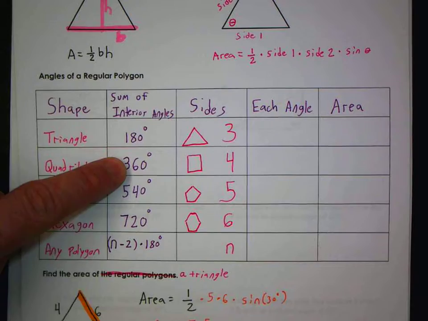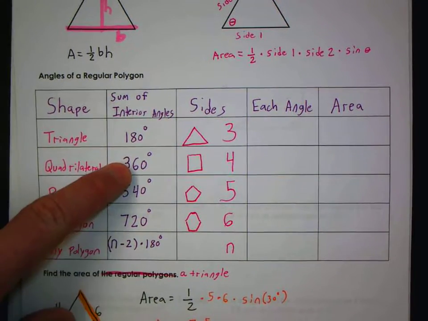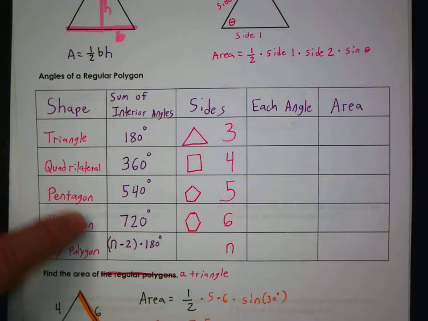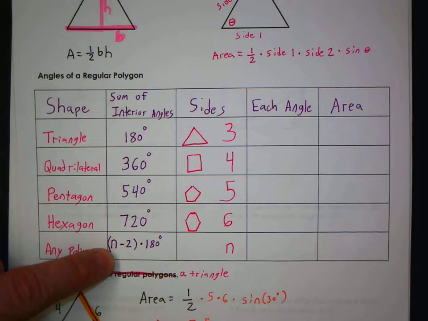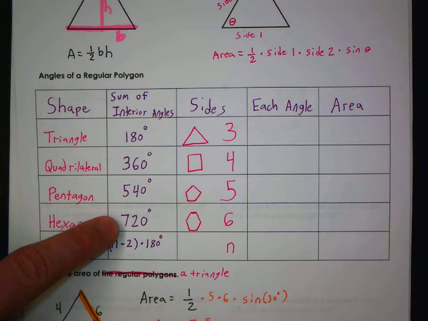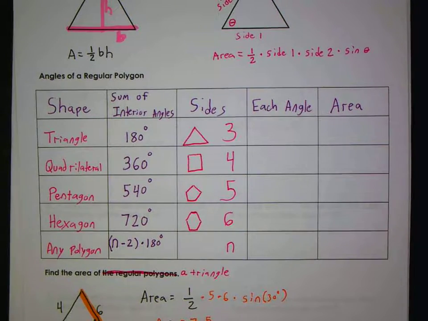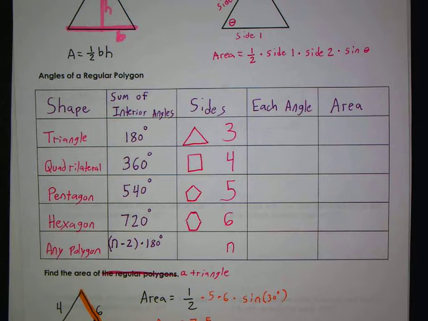Quadrilateral has 4 sides, so you go 4 minus 2 is 2, 2 times 180 is 360. Pentagon has 5 sides, so you do 5 minus 2 is 3, 3 times 180 is 540. Hexagon has 6 sides, so you do 6 minus 2 is 4, 4 times 180 is 720. That formula always works. Questions?